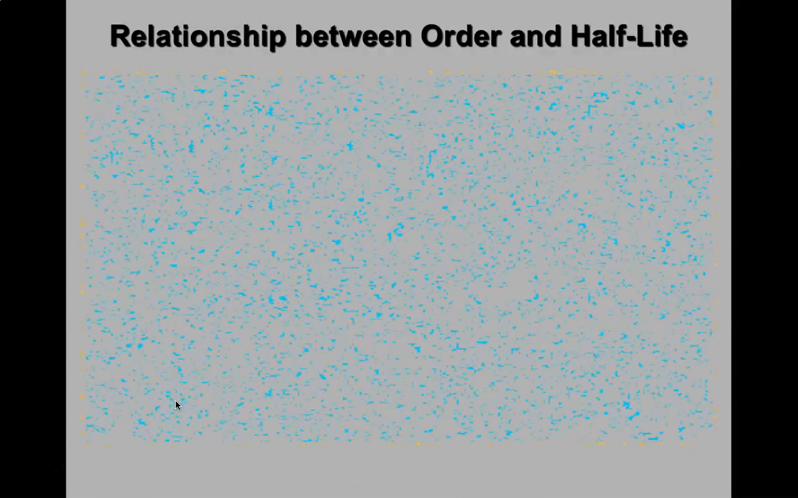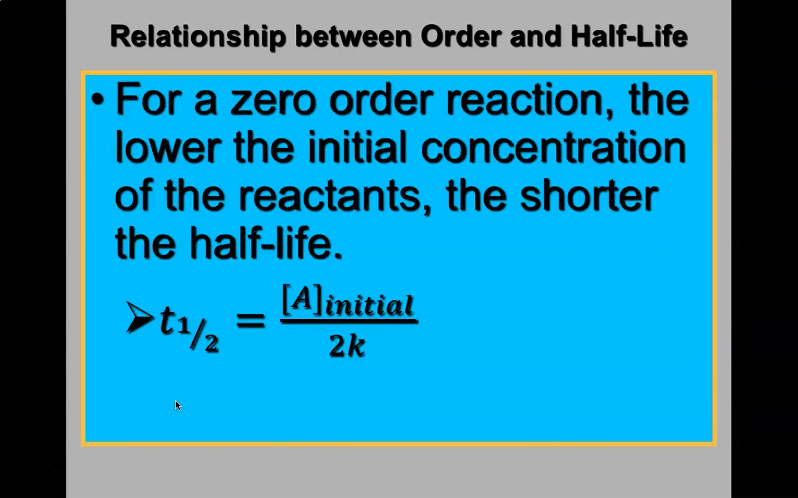All right, so relationships. Again, zero order reaction, the lower the initial concentration of the reactant, the shorter the half-life. Since it's a direct relationship, conceptually, we can figure out what's going to happen to half-life as you change that concentration. That is something you may have to do on the AP exam. Again, no math, but just conceptually explain what's going on.